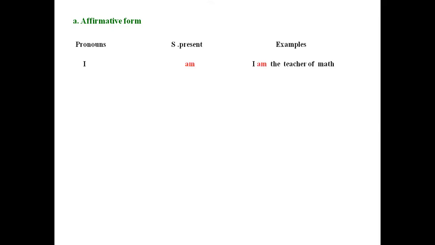Here we need to start with the pronoun, then the verb to be in simple present, and the rest of the sentence. Examples: the pronoun I, the simple present of the verb to be with the pronoun I is am. So example of that: I am the teacher of math. With you, it's are. Example: you are the teacher of math.